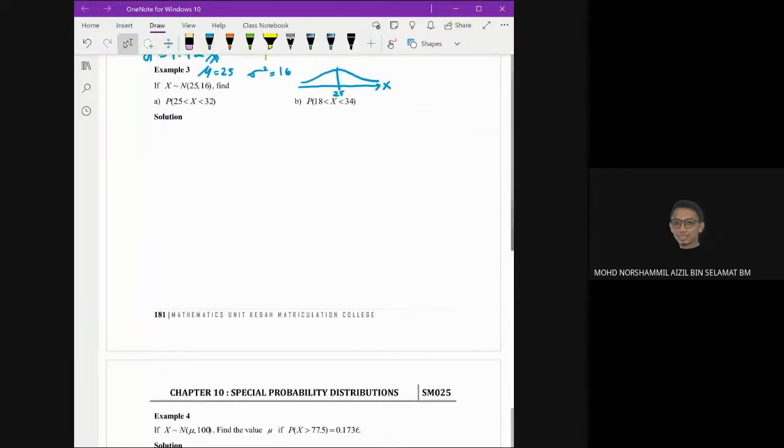So now this is for X. This is the picture, 25. If we want to do part A and draw it in terms of X, X bell shape, mu in the middle, mu 25. So guys, probability of 25 to 32. So 32 will be somewhere here, right? Can you accept that? So this is the region that we want to calculate. Got the idea?